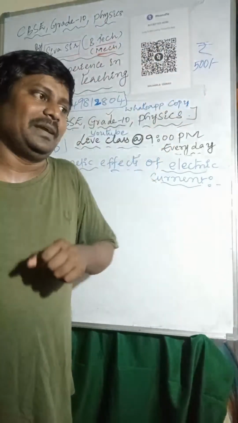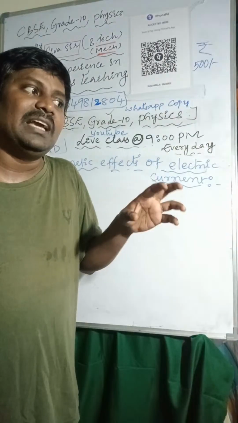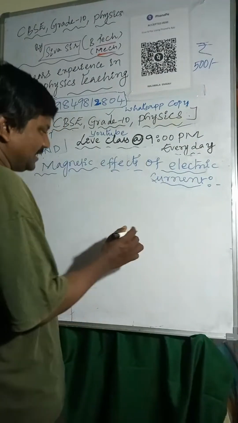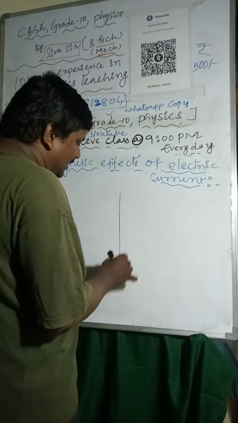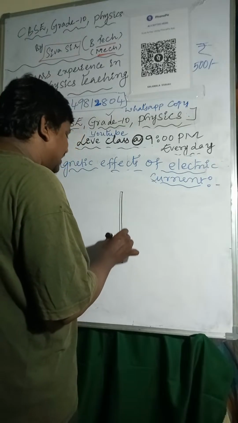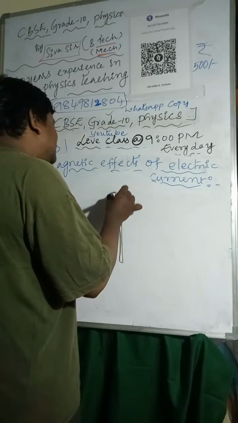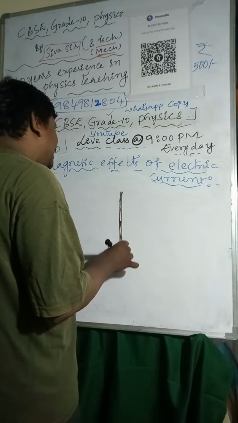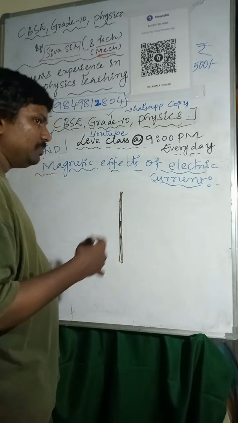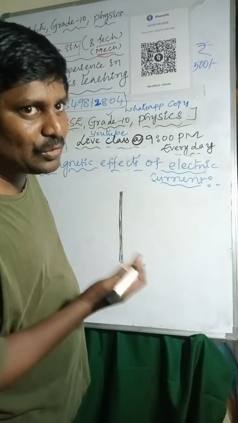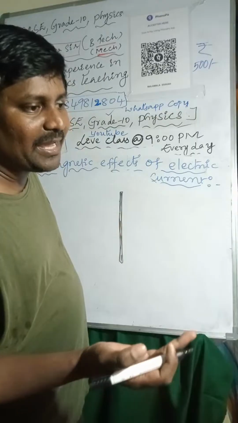The next topic is the current carrying conductor. Very nice. So here I am considering the current carrying conductor. Here, current is passing through the conductor. What happens if the current is passing through the conductor?